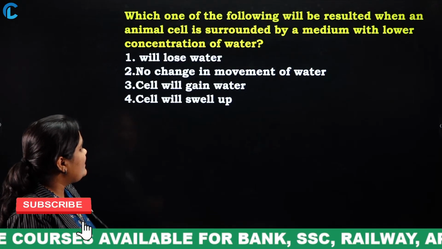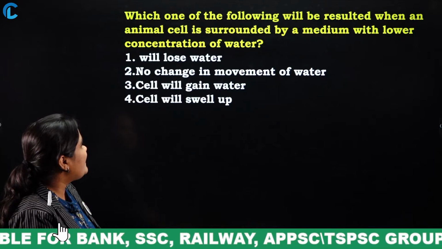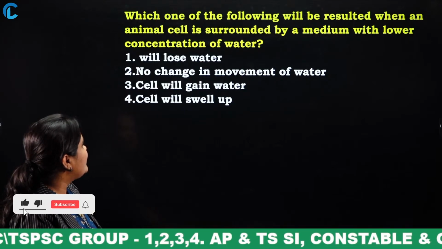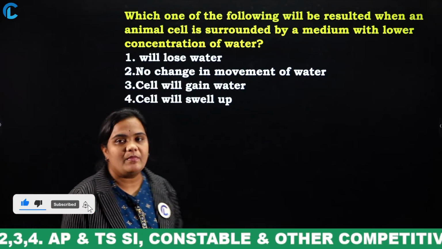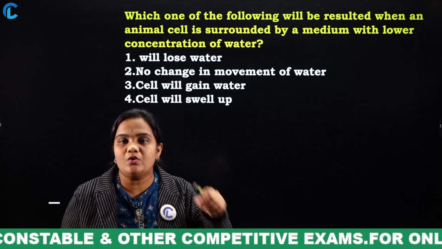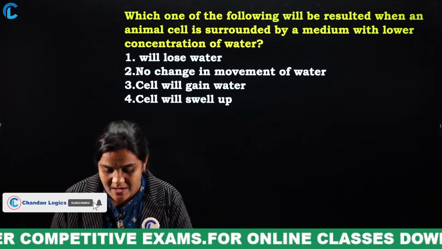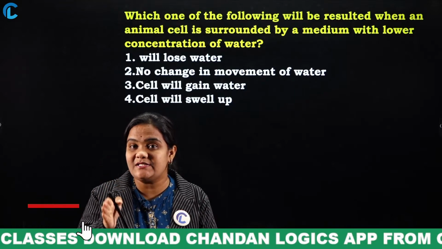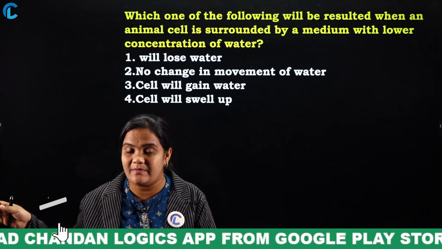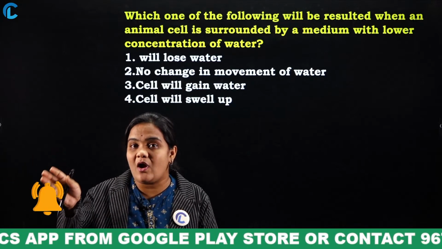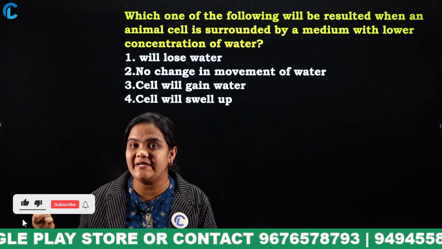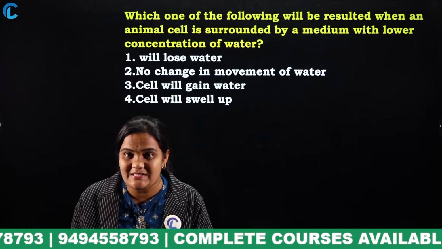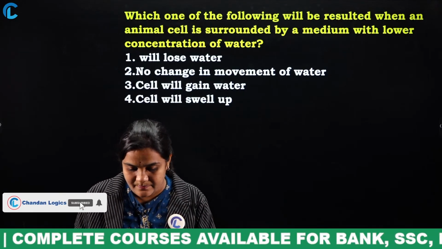Which one of the following will result when an animal cell is surrounded by a medium with lower concentration of water? Will lose water, no change in movement of water, cell will gain water, cell will swell up. If you know what osmosis is, you can give the answer for this question. What is osmosis? When a high concentration medium reacts with a low concentration medium, what happens? It will lose the water. So, as per this explanation, guess the answer.